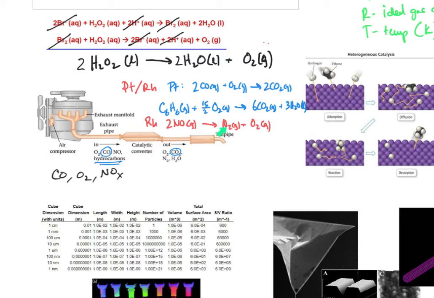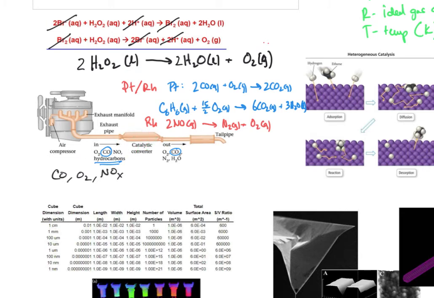Nitrogen is a much safer thing to be coming out of the tailpipe, and oxygen obviously is not a problem compared to these poisonous NO species. So these NOx species will get converted into nitrogen and oxygen when they come out of the catalytic converter. Just a couple of notes about the catalytic converter.